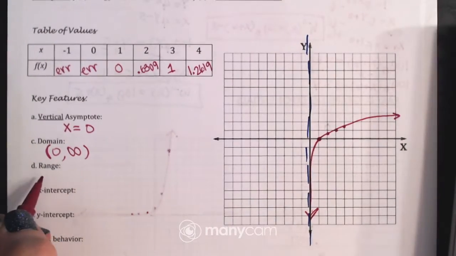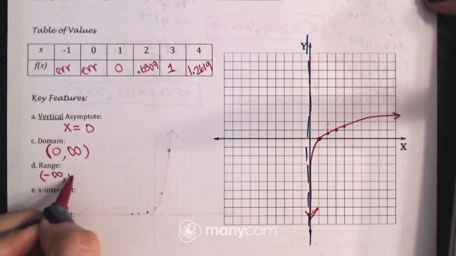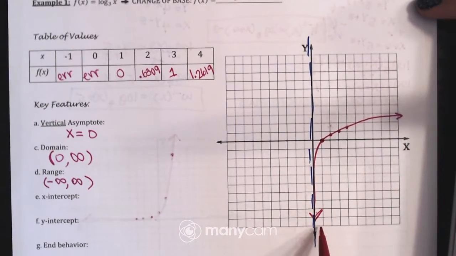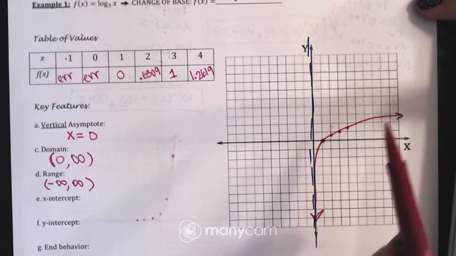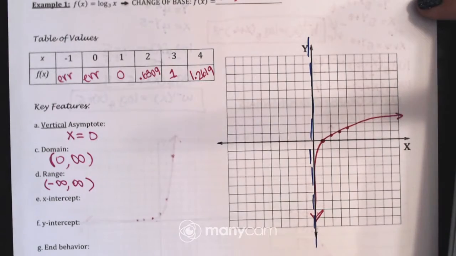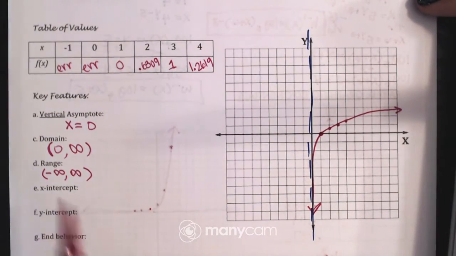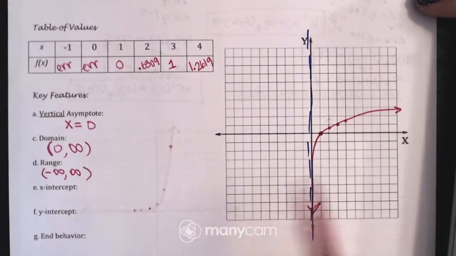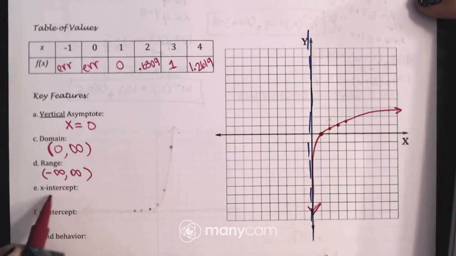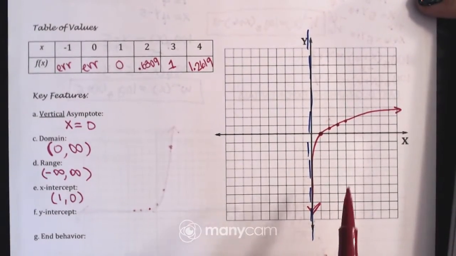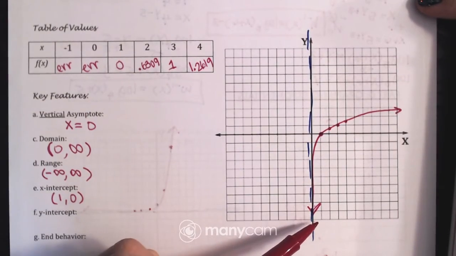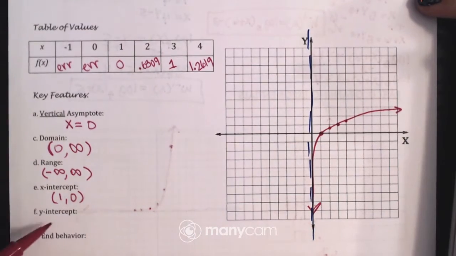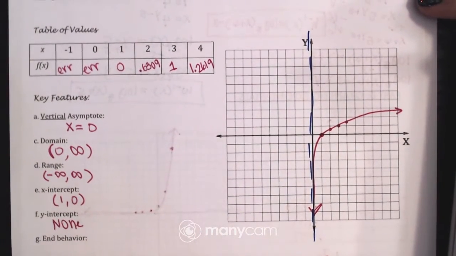Range is from the bottom to the top, looking at the y values. So for most log functions, your range is all numbers, -infinity to infinity, because it goes from the bottom. And this is going to keep going up forever, just very, very slowly. But eventually I'll get to all positive y values. My x-intercept, where I cross the x-axis, I see that happens at 1. My y-intercept, I get an error when x is 0, and my graph is showing me I'm not going to actually touch the y-axis, so I have no y-intercept.